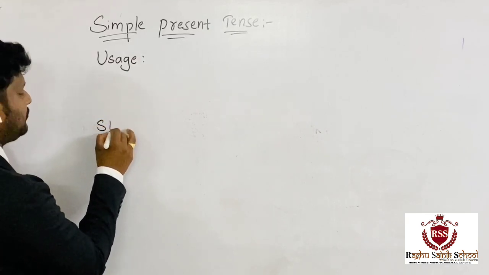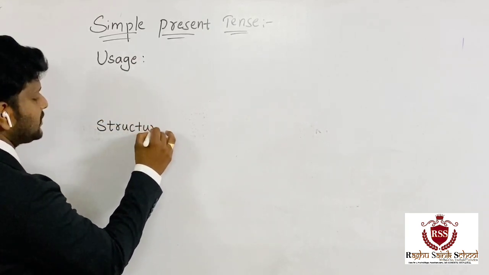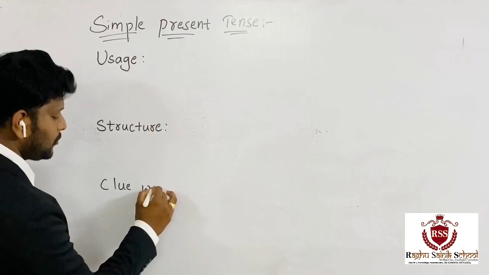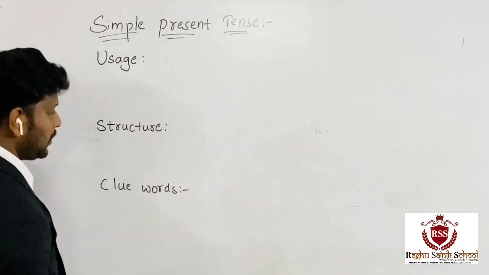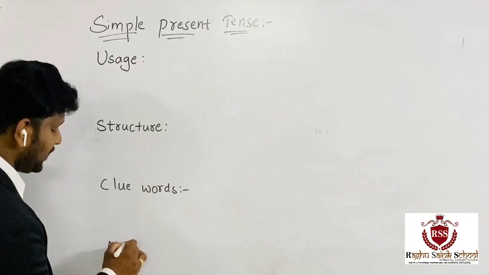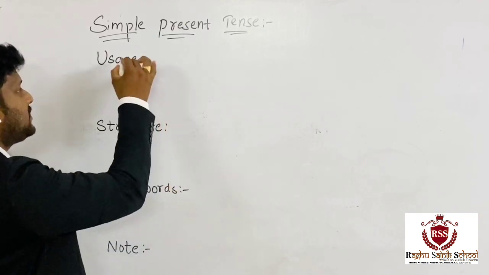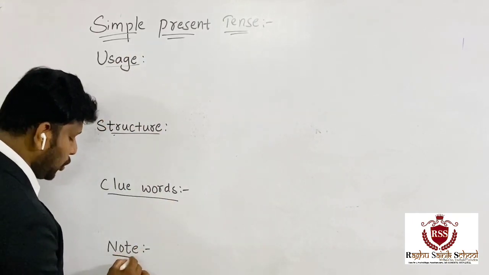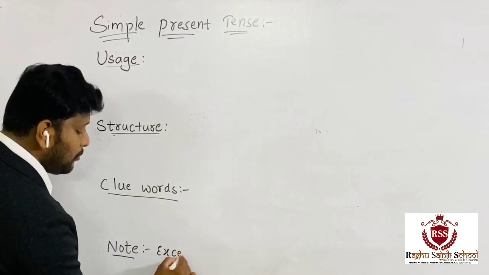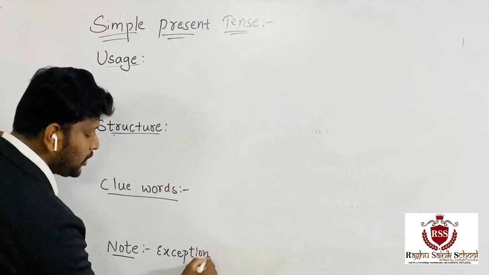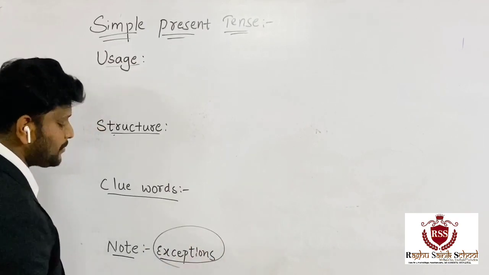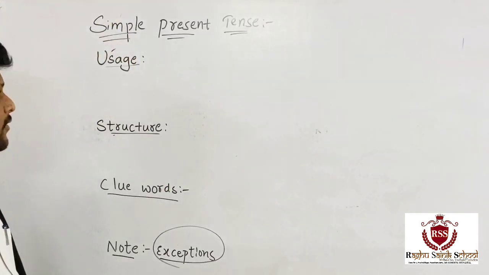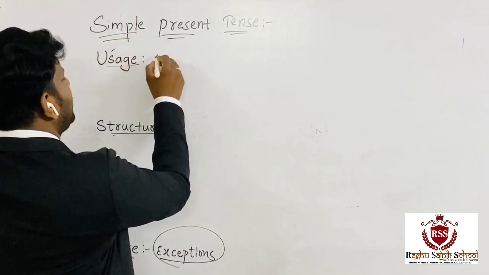Next is structure. What is the structure of the tense? Next, keywords. Next, note. Note means the exceptions. The structure and words are the same, but there are exceptions. Manam cheppina daniki konni exceptions untayi. Exam vache exceptions, we will discuss at that time. Okay, first we need to learn the usage, where we have to use the simple present tense.